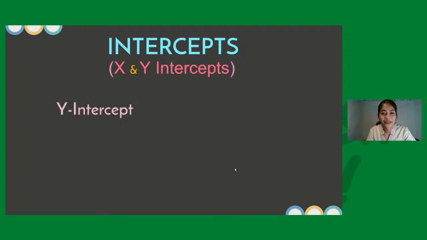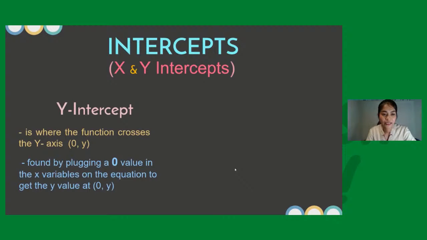Next, for the y-intercept. So y-intercept is where the function crosses the y-axis naman. So it is the point 0, y, or the value of y when the x is 0. So in here, we are going to plug in 0 naman for our x variables.